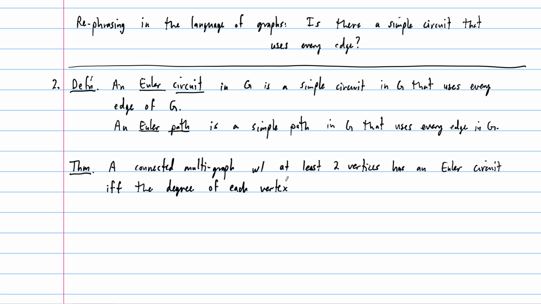Remember, the degree is the number of edges that are incident with the vertex. So the degree of each vertex is even. All right. Now, if we believe this, before we use this to say anything about our Königsberg problem, the proof is an exercise. So I want you guys to read this.